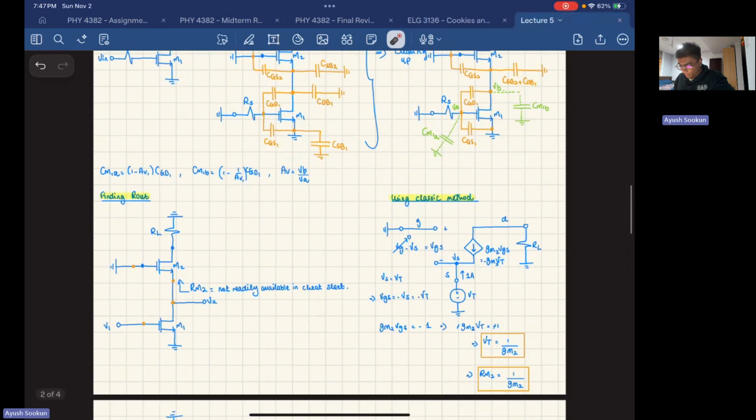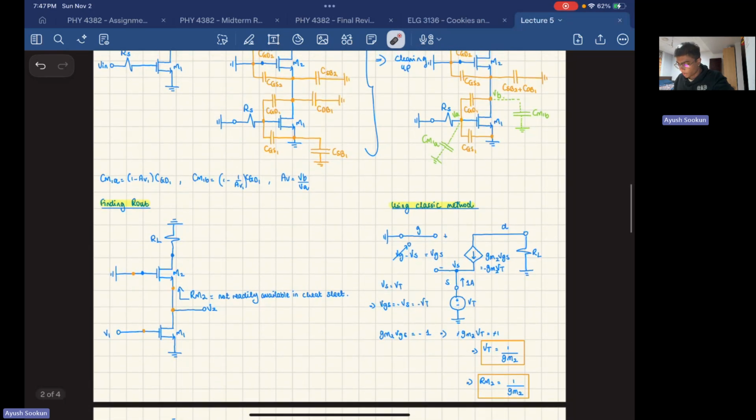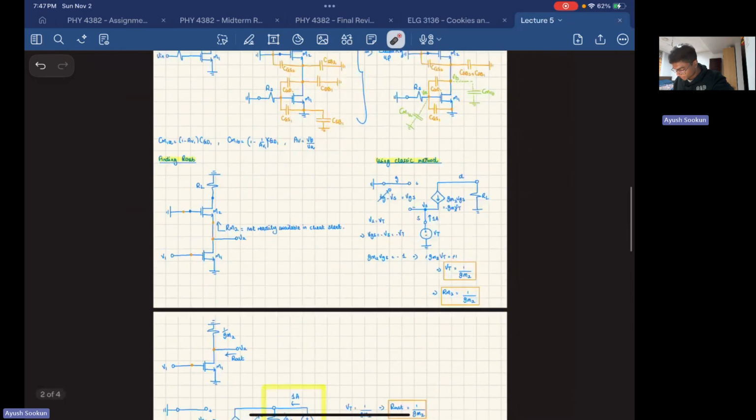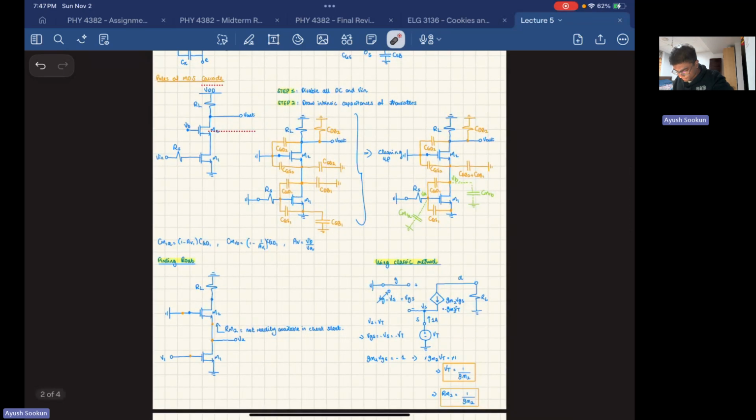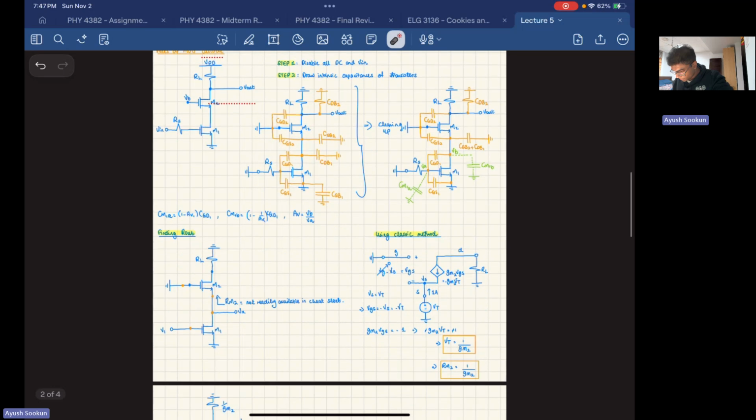So that's what I'll do. Now we want to find the Rout, right? M2, M1, or M2.